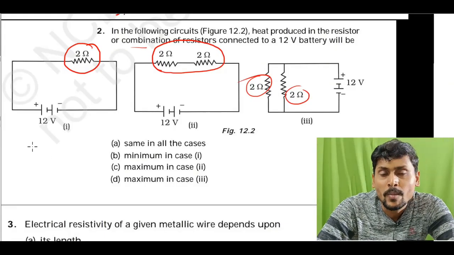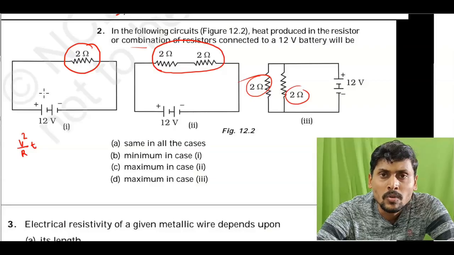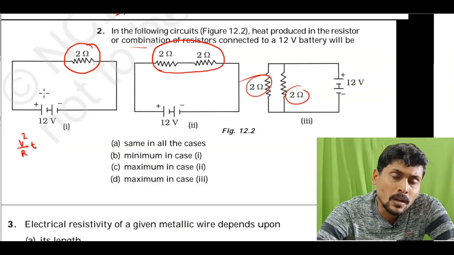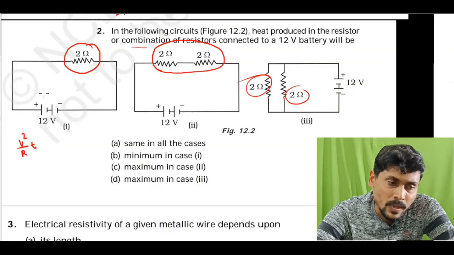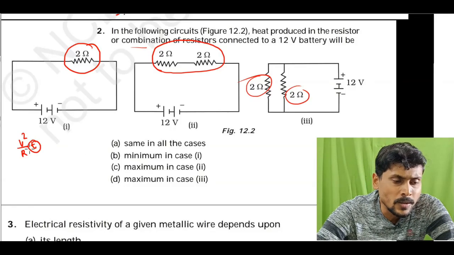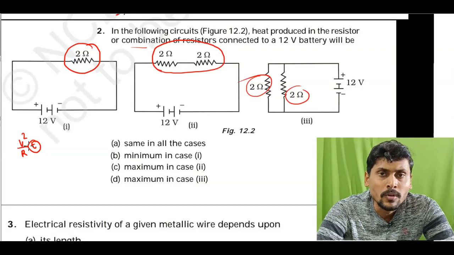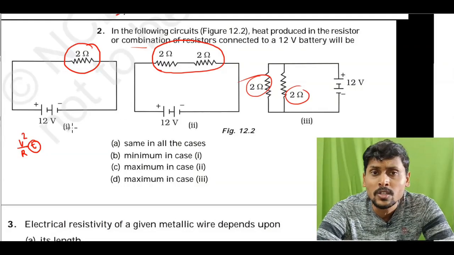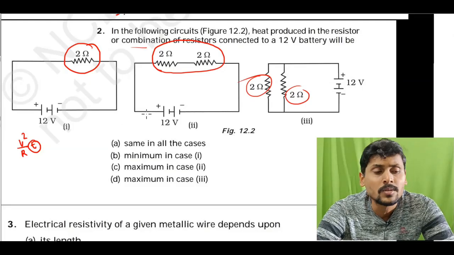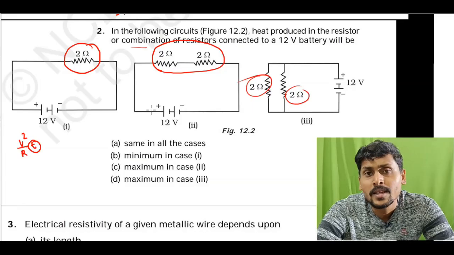For that we have to use the formula V square divided by R into T. We will keep the circuit on for the same time in all the three cases. So just ignore T here because T will be same in all the three cases. You can see that the voltage is also same in all the three diagrams. The voltage will be same, that is 12 volt. The only difference is the resistance.